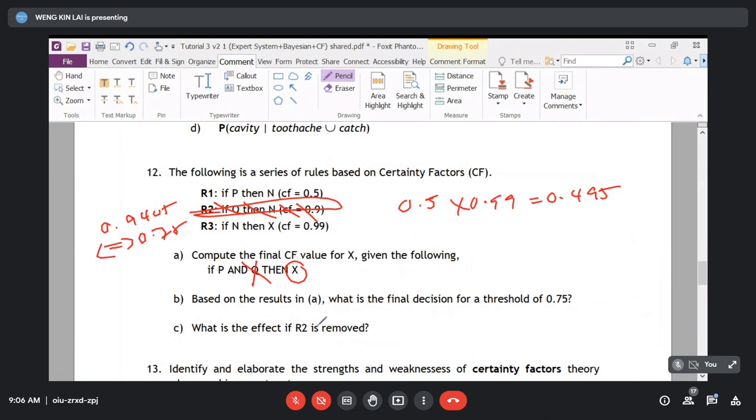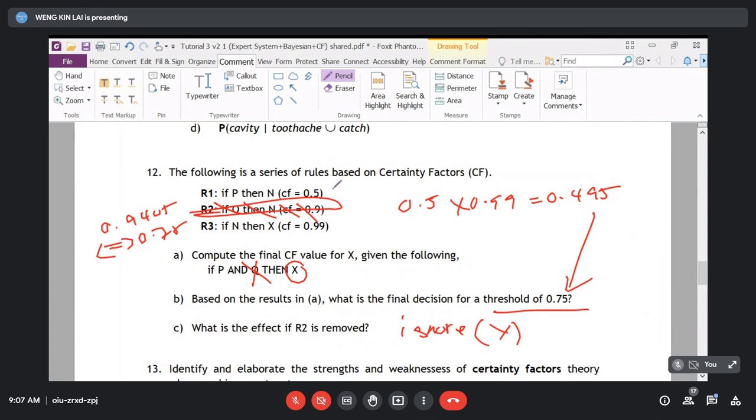Now again, apply this. What's the effect if I use the same threshold? Can I still trust the decision of the system? No. Now this is less than 0.75, so I will not proceed. I cannot trust my results now. The decision is ignored, ignore X, because it's less than 0.75. You can see the first one was 0.9405, correct.